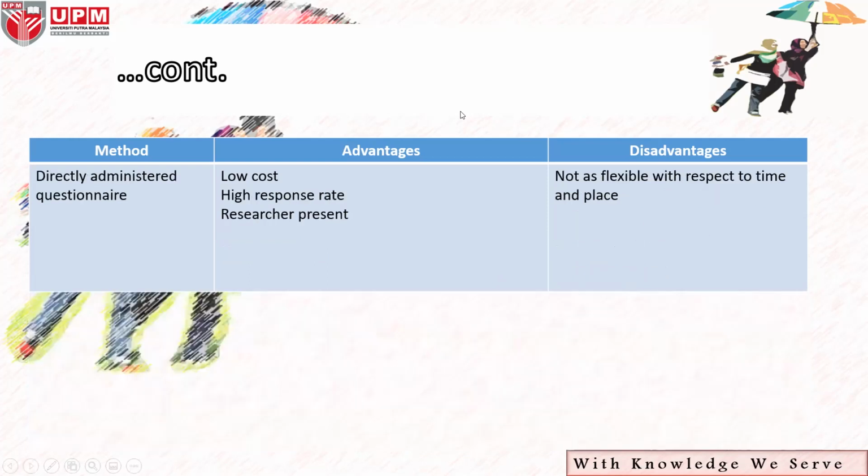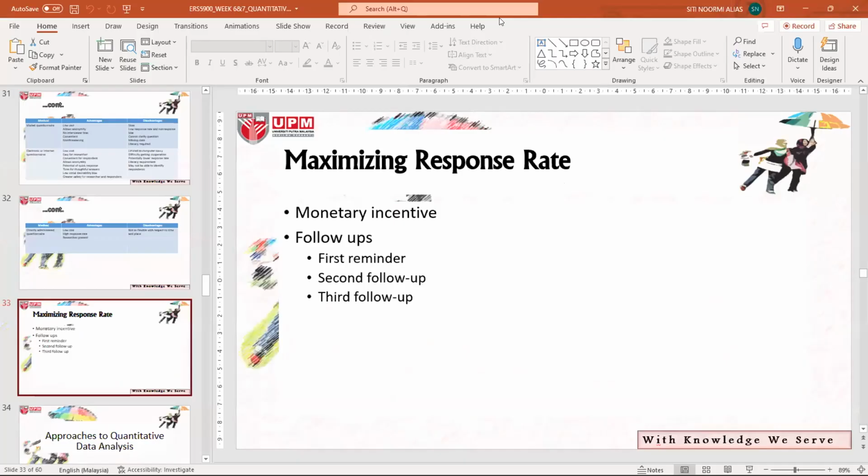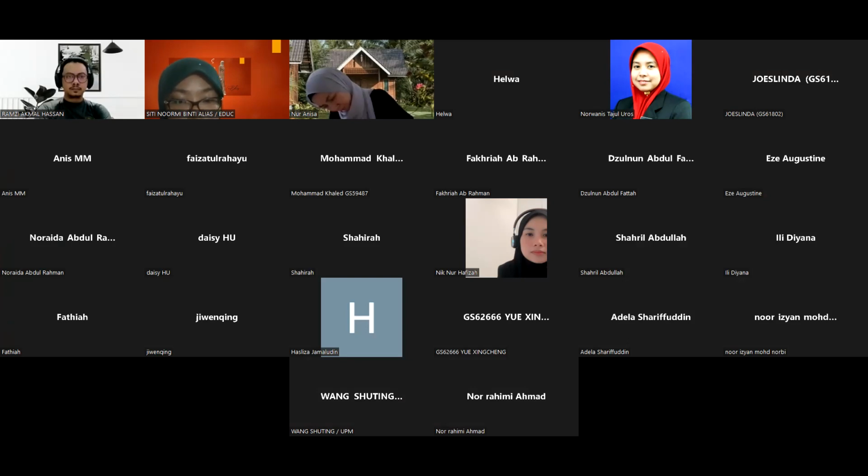Ada lagi tak? Okay, last one, directly administered questionnaire, in which the researcher is present. So it's low cost, high response rate, and researcher present. The disadvantage: not as flexible with respect to time and place. Hold on, I'm going to show you an example of a questionnaire. Contoh, cari dulu kat mana saya letak.